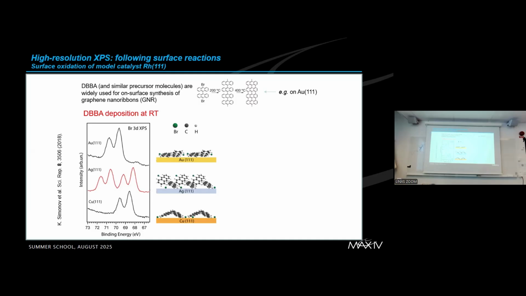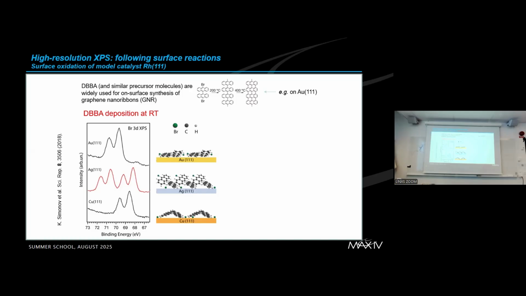And if you do this on an even more active copper surface, then due to the strong interaction with the copper and vibrations, temperature, you immediately lose both atoms and they become loose.